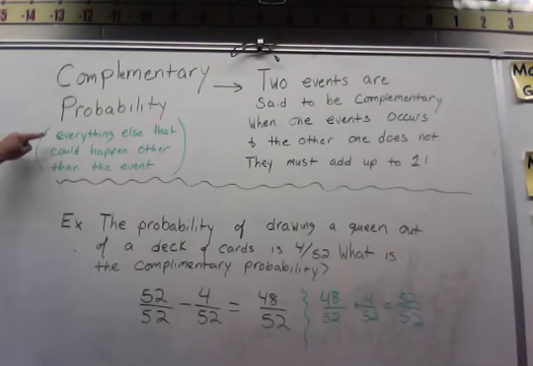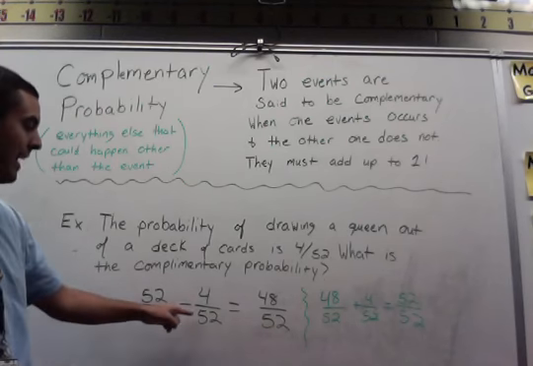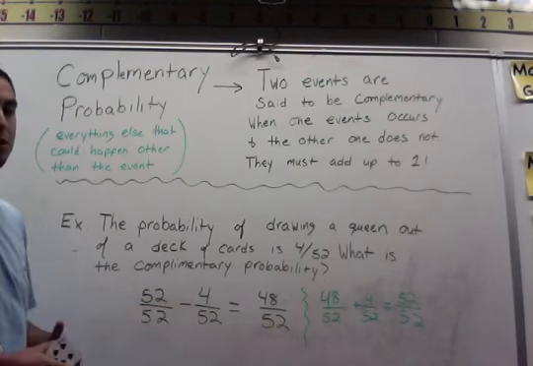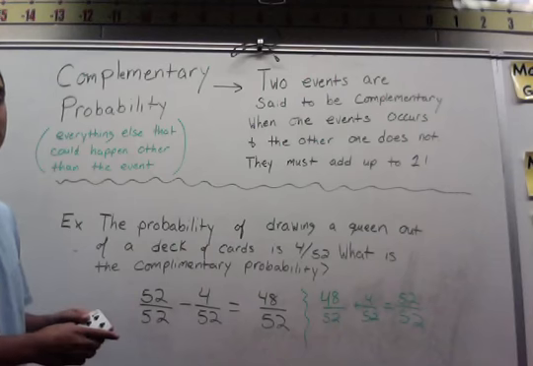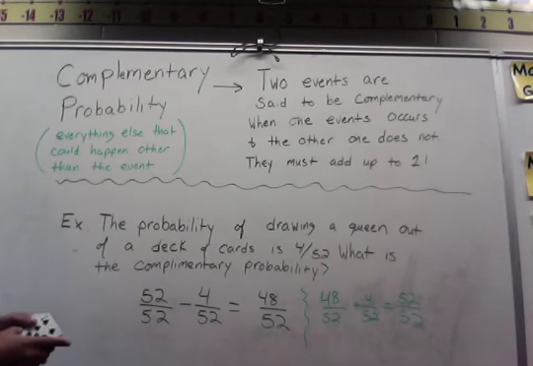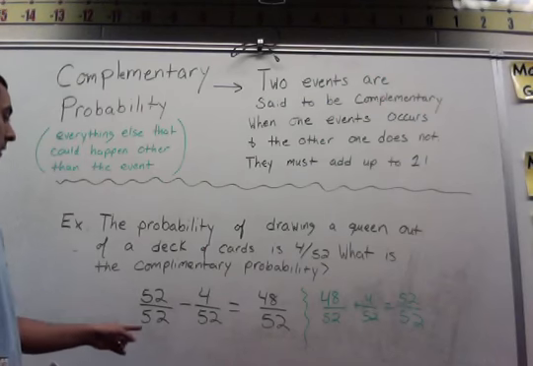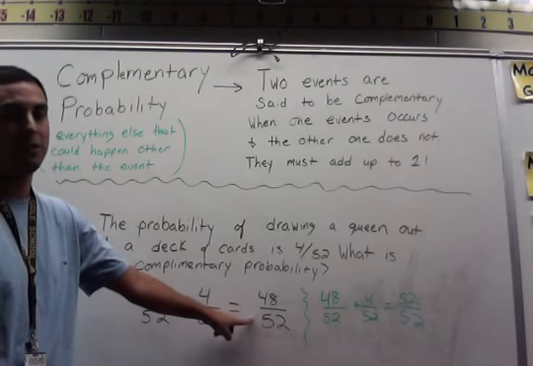Well, I know this. Everything else that could happen other than the event. The event that's happening is 4 out of 52. There are 4 cards that are queens in the deck there of the 52 cards. Everything that could happen other than the 4 out of 52 is 48 out of 52. In other words, there's 48 other cards that I could draw other than the four queens, okay? So my answer here then is 48 out of 52.